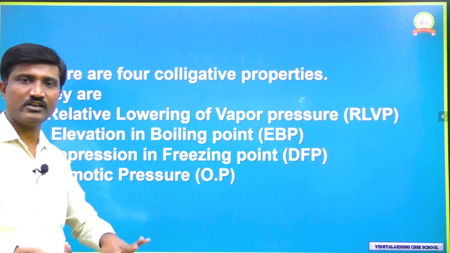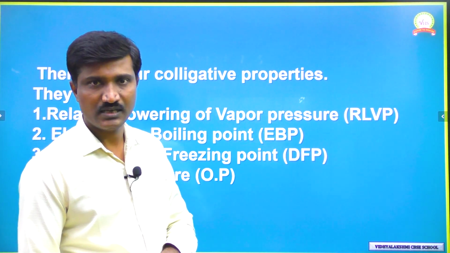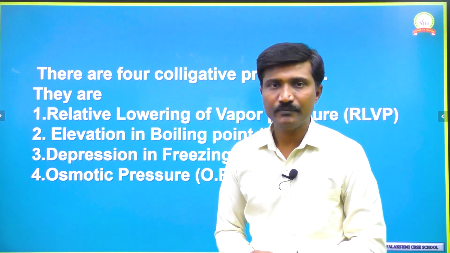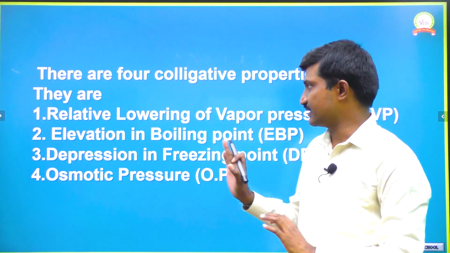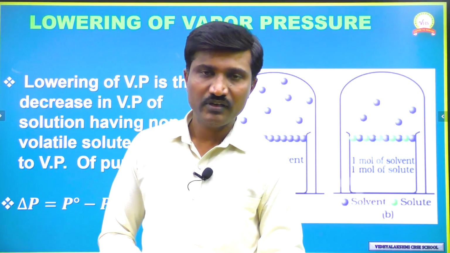So how many colligative properties are there? 4: relative lowering of vapor pressure, elevation in boiling point, depression in freezing point, osmotic pressure. Okay, so let us discuss the first one, that is relative lowering of vapor pressure.